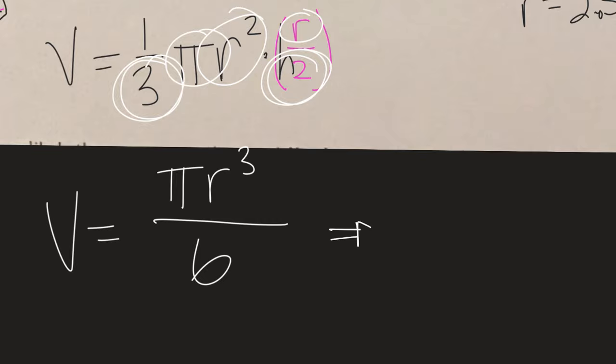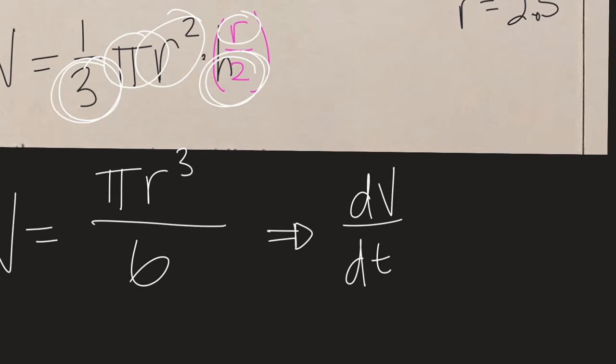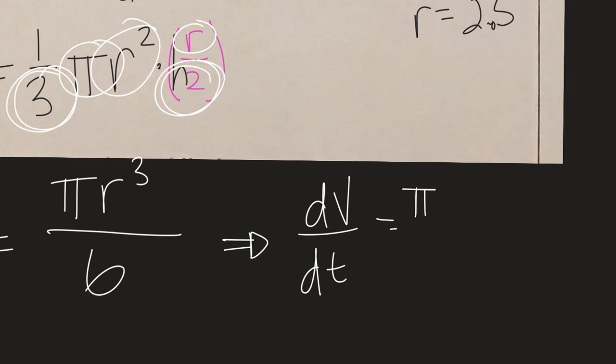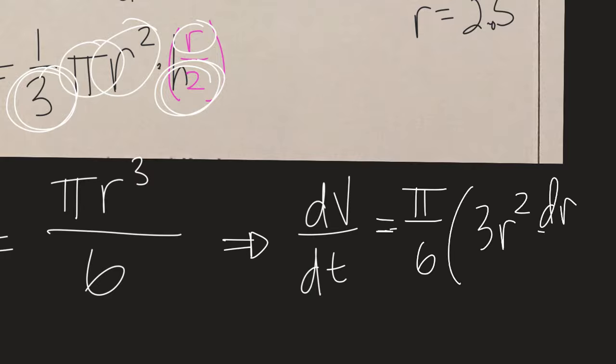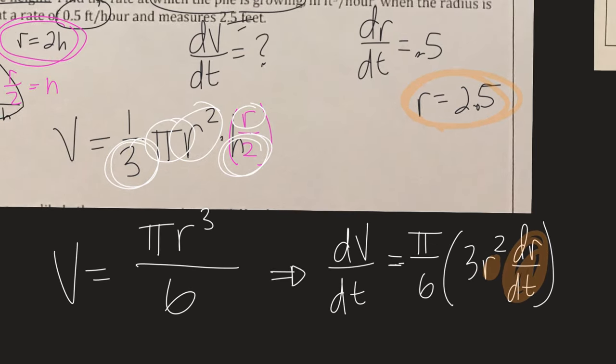So now let's take the derivative with respect to time. So dV dt equals pi over 6 is your constant, right? That's a constant fraction, times 3r squared dr dt. Okay, so we take the derivative of r cubed. Now let's see, what do we know in our problem? We know the radius, right? The radius is 2.5. We know dr dt, the rate at which the radius is changing. So now it's just a matter of plugging everything in and getting the answer.